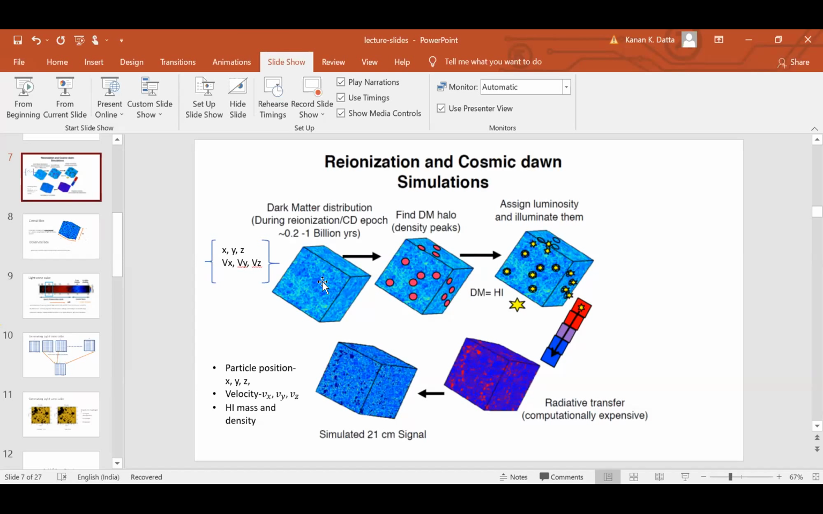Yes, we assume, but I think people have checked it. This simulation is at redshift 6 or beyond, so redshift 6, 7, 8, 9, 10. In this redshift range, at large scale, I'm not talking about small scale, HI more or less traces dark matter. So there may not be a huge bias. At small scales, there may be. Also at later redshift, there could also be bias.